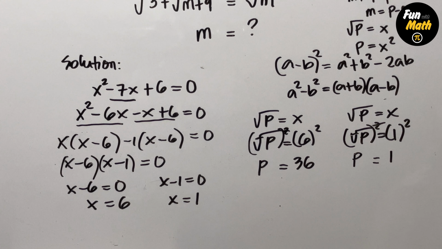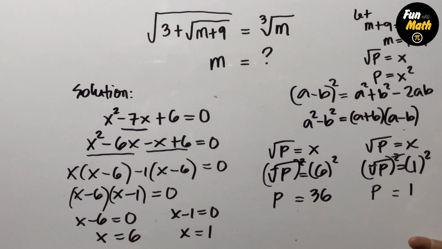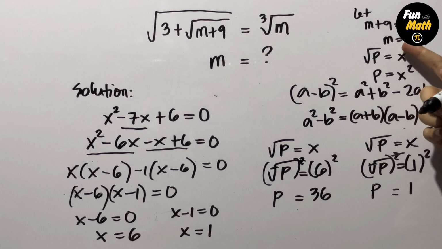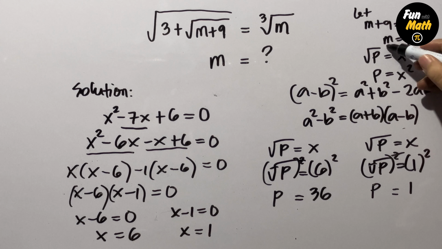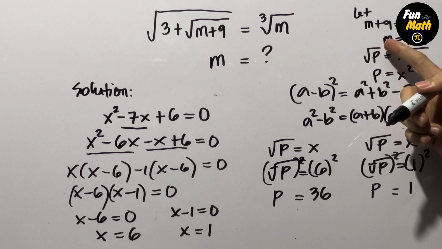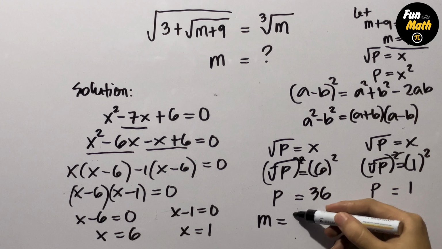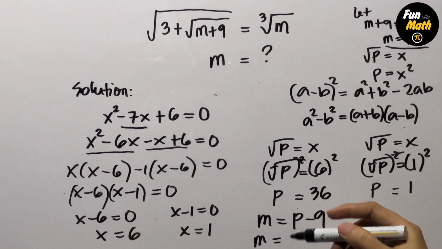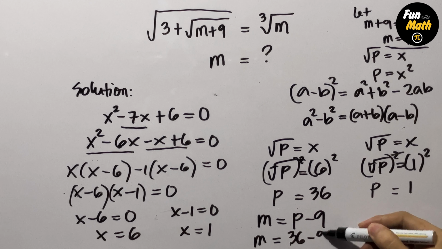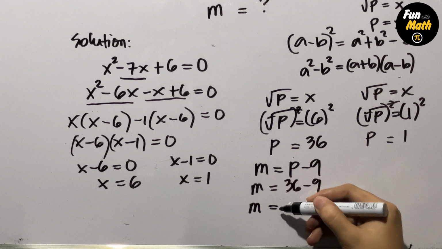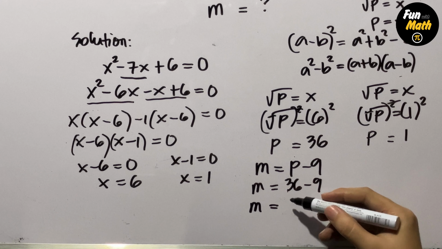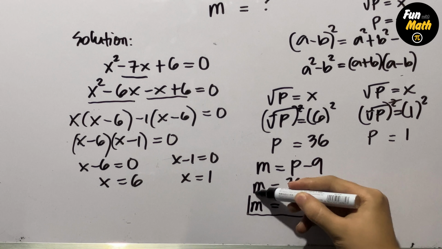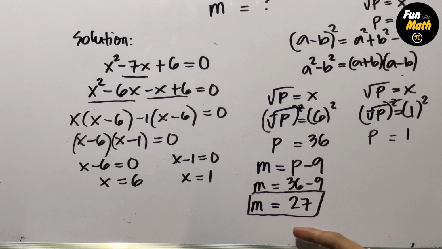Now to get the values of m, let's recall that earlier we let also m plus 9 be equal to p, and m is equal to p minus 9. So we can use this to get the value of m. So m equals p minus 9. So this is now m is equal to p, that is 36, minus 9. And this is m is equal to 36 minus 9, that is 27. So this is our first value of m. m is equal to 27.